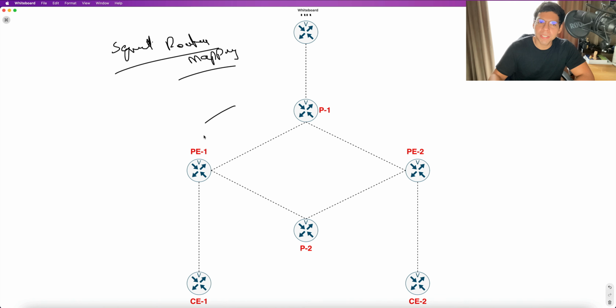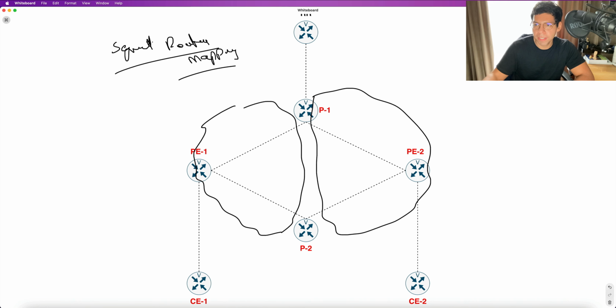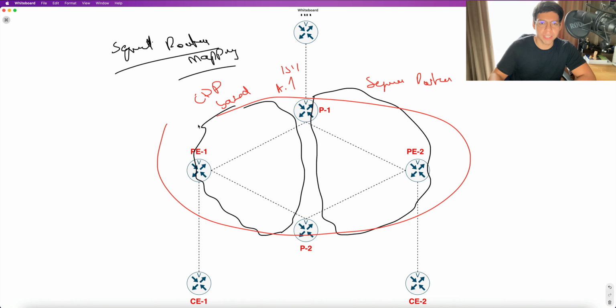So let's imagine we have this network here. I will split this network in two sides just to make it more understandable. So let's have this side that is LDP based, the left side of the network, and the right side of the network is segment routing based. We are running here ISIS in process 1 and area 1. All the devices are running in area 1.